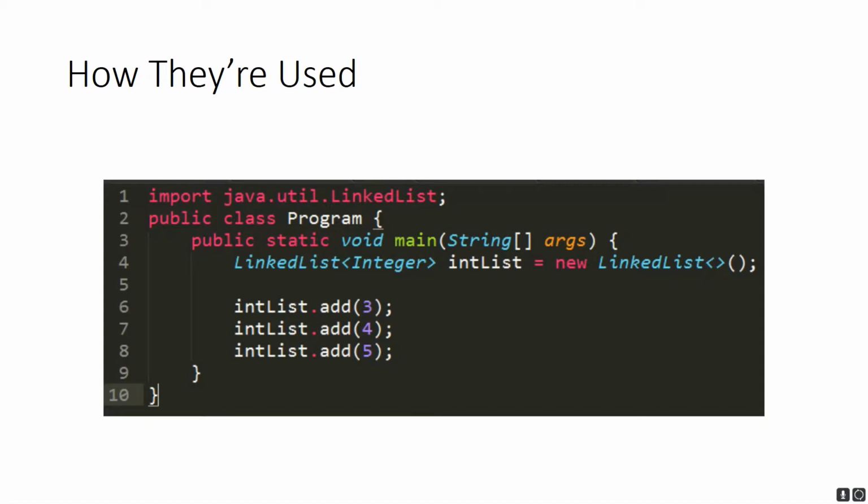Here's another example where instead of using a string, we're using an integer. And remember, we have to do this with capital I, full word Integer, because it's the class, not the native type. And we can do the same thing, add 3, add 4, add 5, not a problem.